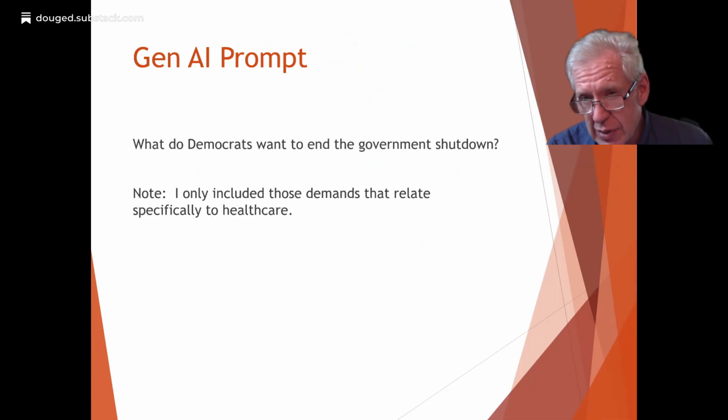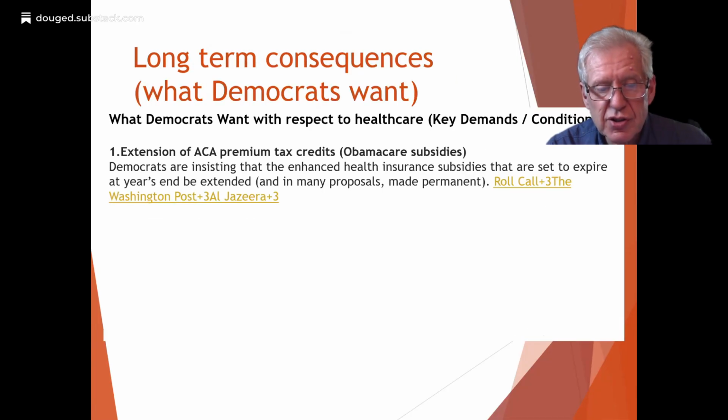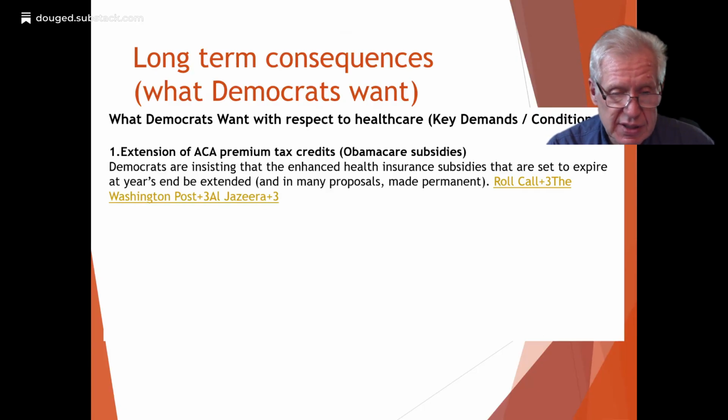And note, while it gave me, I think, 6 items, I only took the top 3 that related specifically to healthcare, which are extension of the Affordable Care Act premium tax credits. That word credits is a bit tricky. What it really means is that the federal government agreed to fund the cost of insurance, in part, for people who purchase their insurance through the Affordable Care Act marketplace.